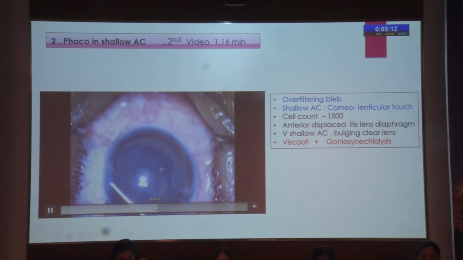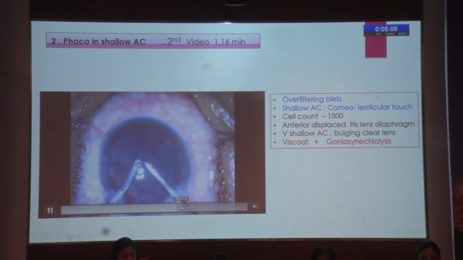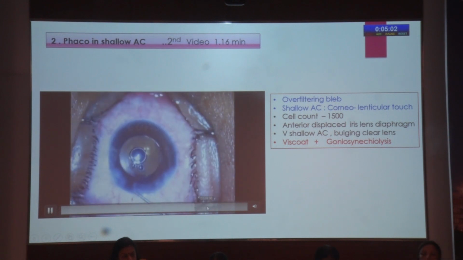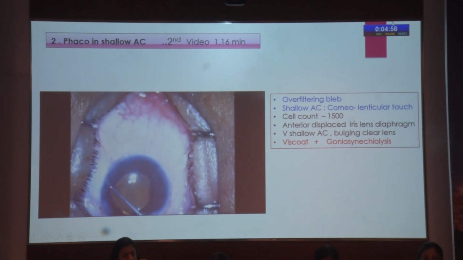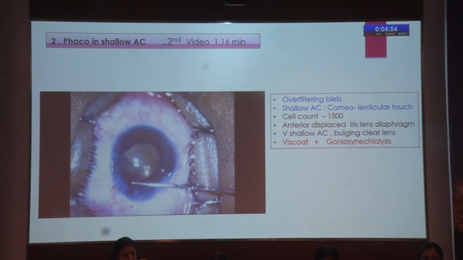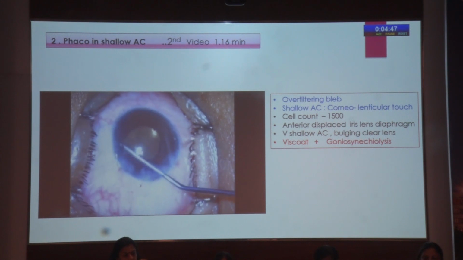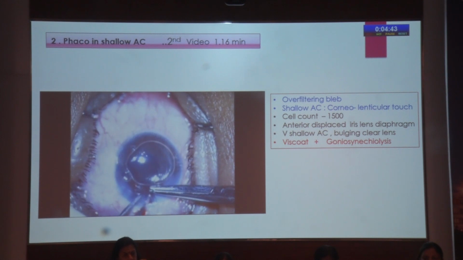So again, I'm trying to do the visco cushion in between for the bleb, and this was a relatively soft cataract, and we tried to do an aspiration. And again, polishing has to be very meticulous. Here, because this shallow AC was there for a long time, we did something which we have just presented, internal revision, where we recreate the PI and just pull out the stuck iris to the internal sclerostomy.